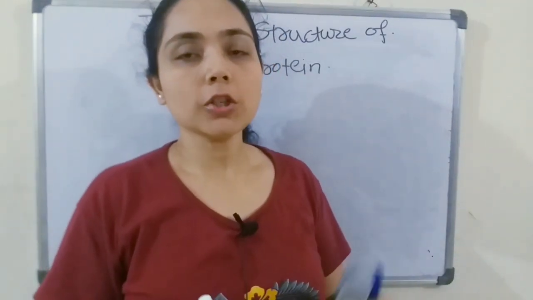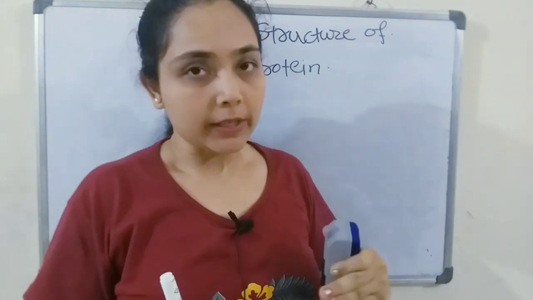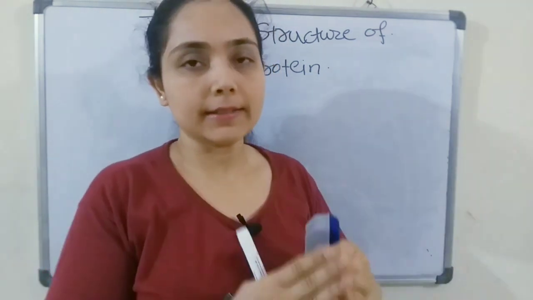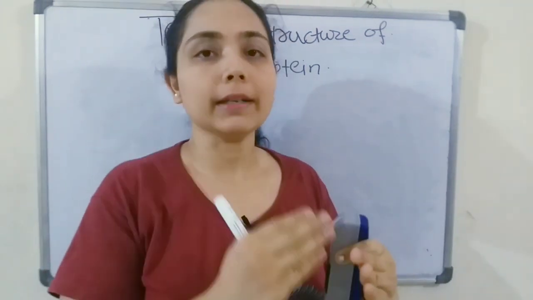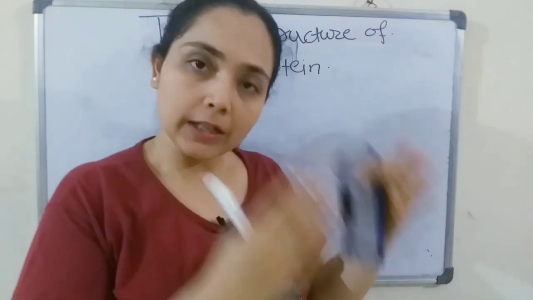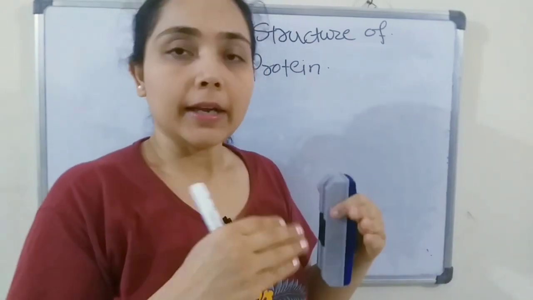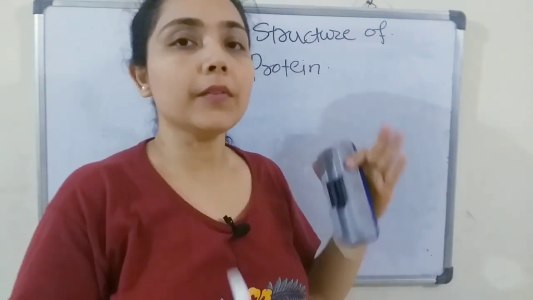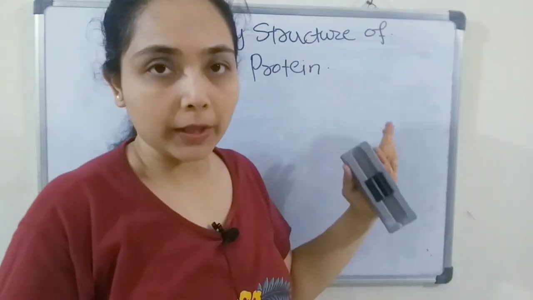Let's continue our discussion on the structure of the proteins. In the previous two classes, we had discussed the primary structure of the protein and the secondary structure of the proteins, also the Ramachandran plot and collagen triple helix. Today we will see the tertiary structure of the protein.